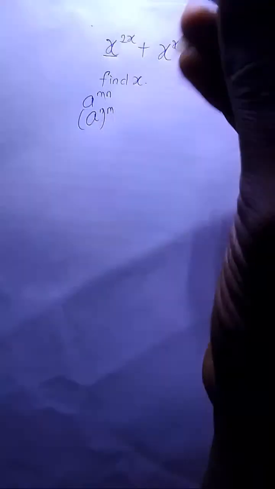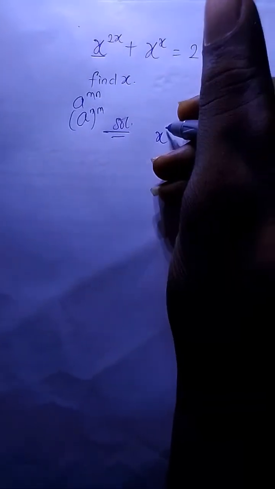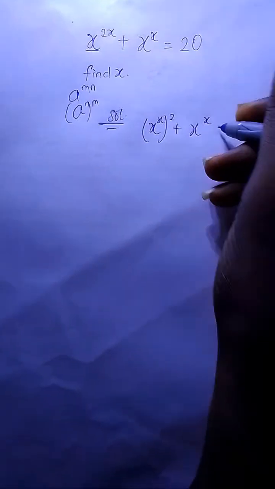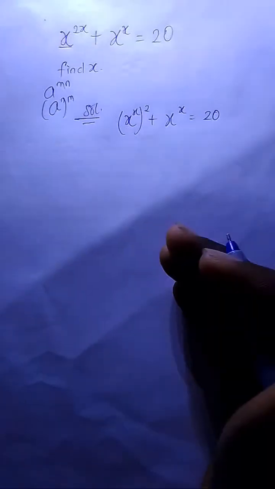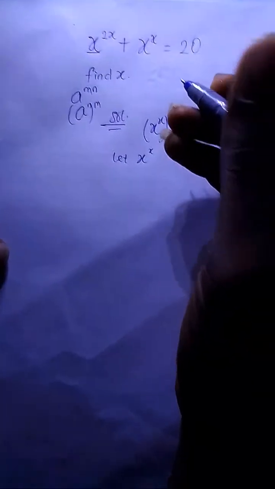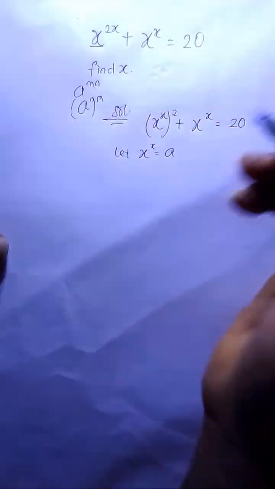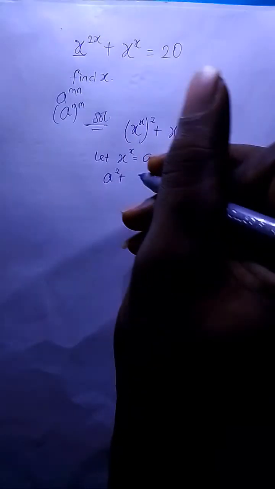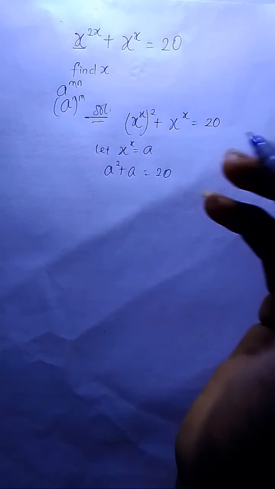this x raised to the power of 2x can become x raised to the power of x, raised to the power of 2, plus x raised to the power of x equals 20. So from here, we can say let x raised to the power of x equal any letter of your choice, a, b, c, any letter of your choice. And so from here, since x raised to the power of x equals a, we have a squared plus a equals 20.